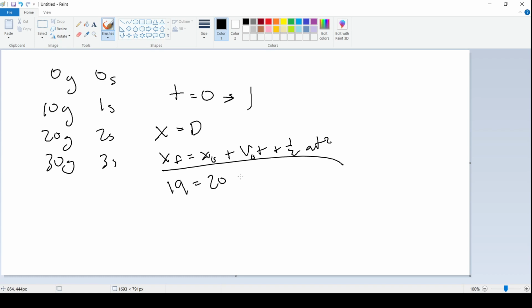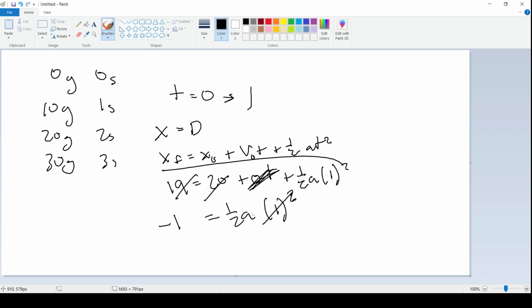19 equals 20 plus 0t plus half a, time is 1 in this case, squared, right? So we can cross this out. So now we have made this, right? Negative 1 over here equals half a and then times 1 squared. So we can cross that out because that's just times 1. So what is this? A and half, right? Multiply that by 2, multiply that by 2. A equals negative 2 meters per second. It doesn't make sense to me, honestly. It really doesn't. Alright, so let's erase one last time.